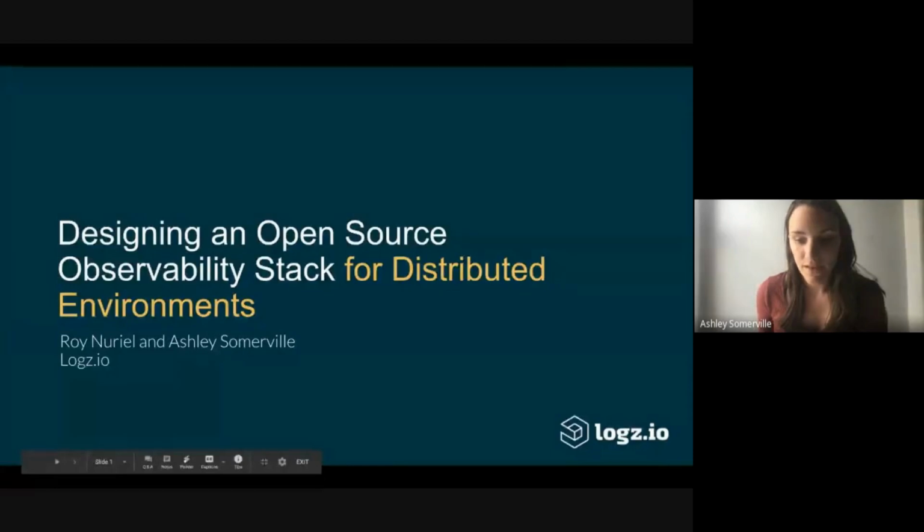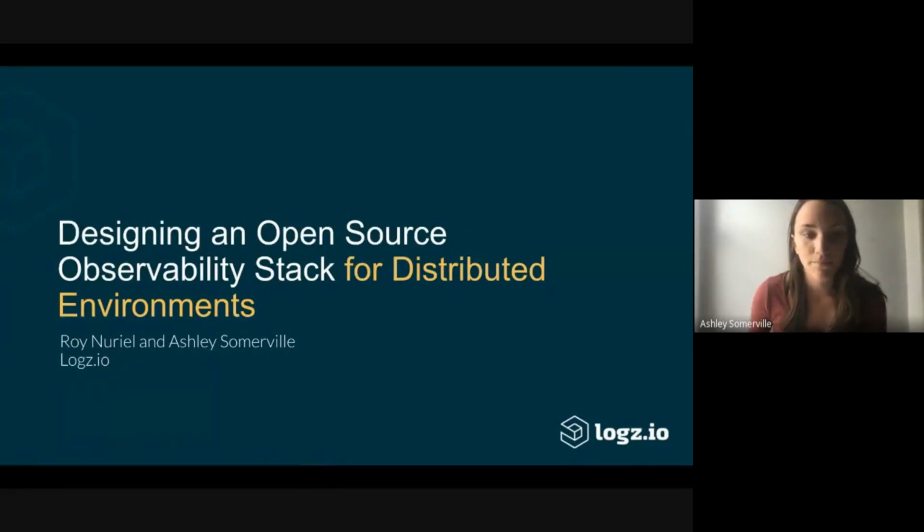So thanks for the introduction. My name's Ashley Somerville. I'm joined by my colleague, Roy Nuriel. We both are from LogsIO. I am a customer success engineer, and Roy is on our product management team. So we'll be pulling from our experience of working with many different companies, who run different infrastructures on various cloud providers every day for their observability stacks, and giving the talk today, which is designing an open source observability stack for distributed environments.